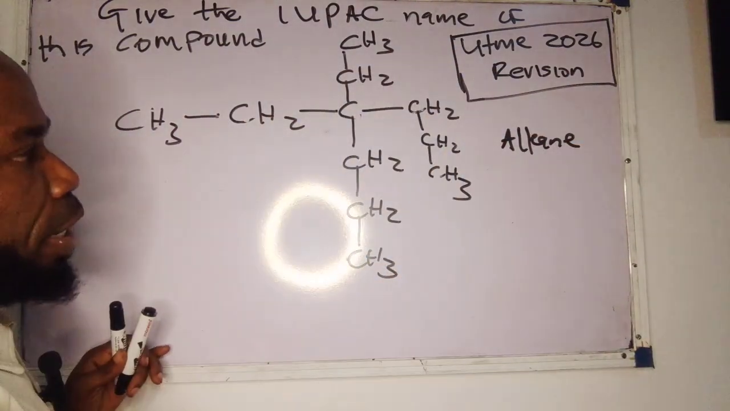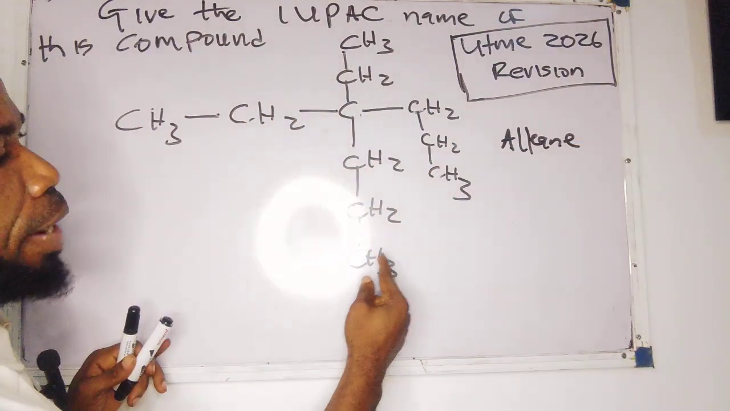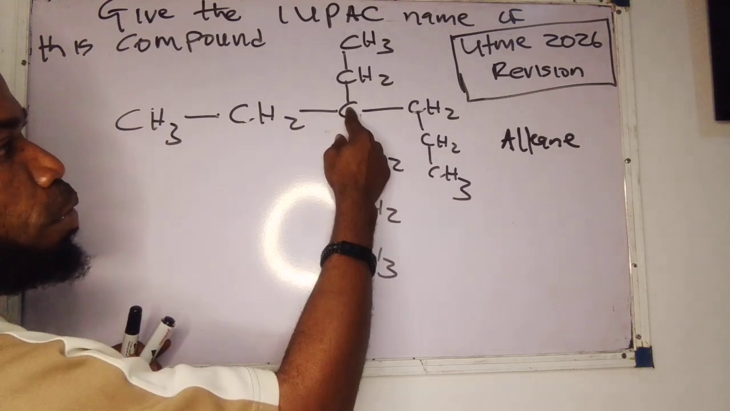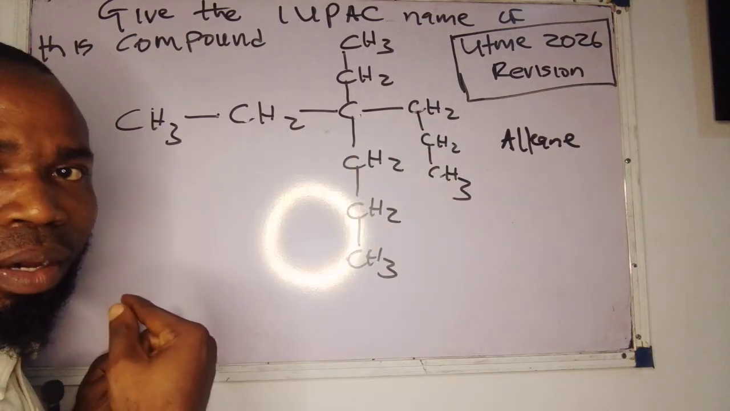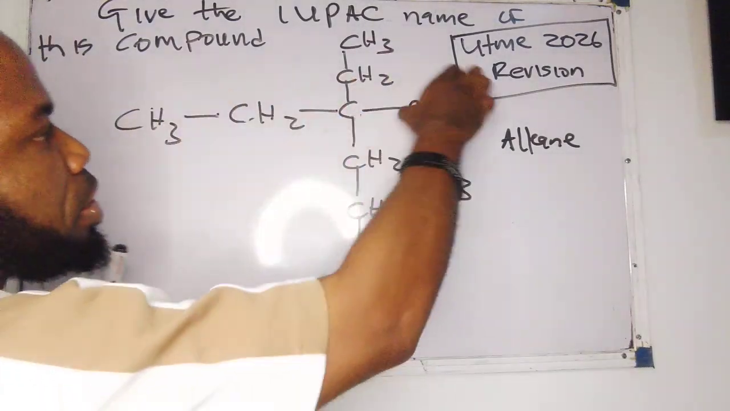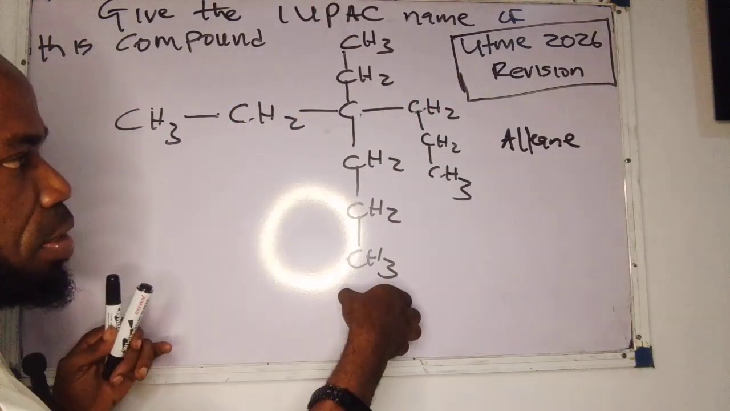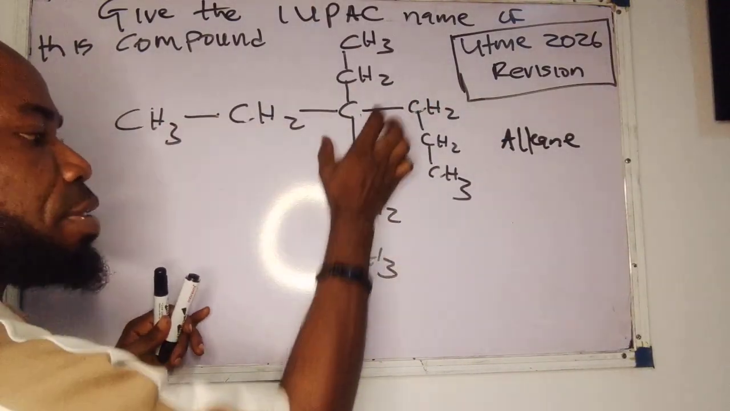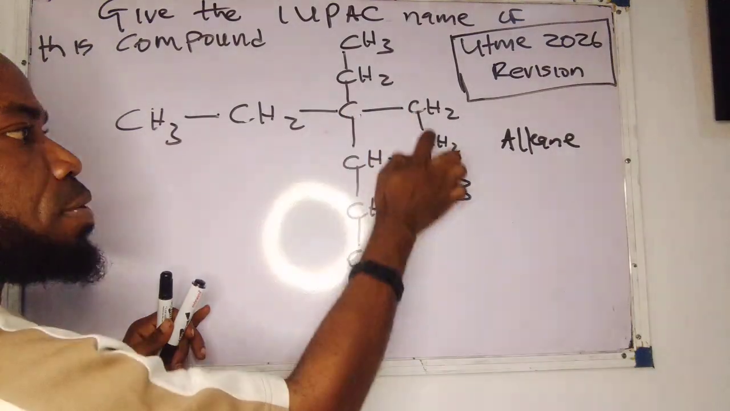Now, what's the longest chain? Open your chemistry eye. You have to say 1, 2, 3, 4, 5, 6, 7. The majority of persons will not see that. They will only see the 6. But you will not look at it that way: 1, 2, 3, 4, 5, 6, 7.